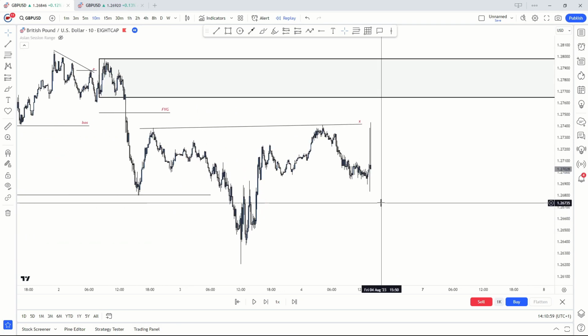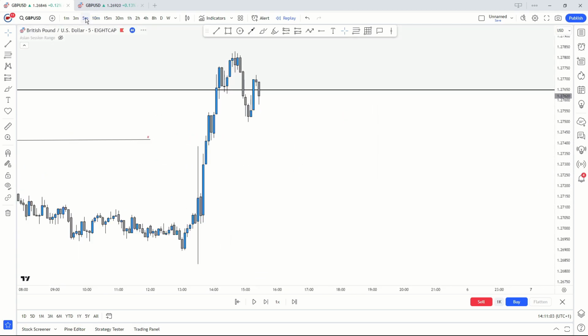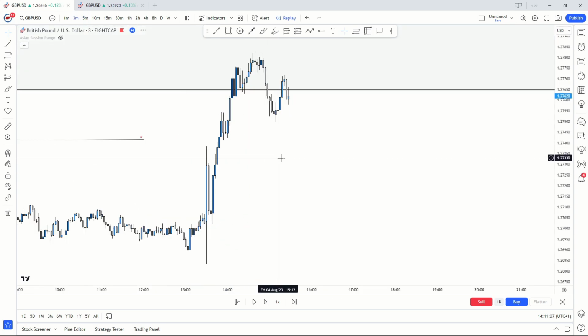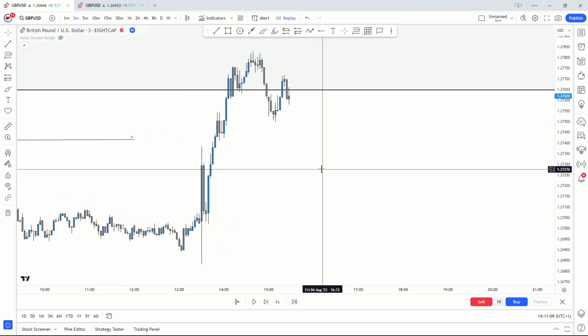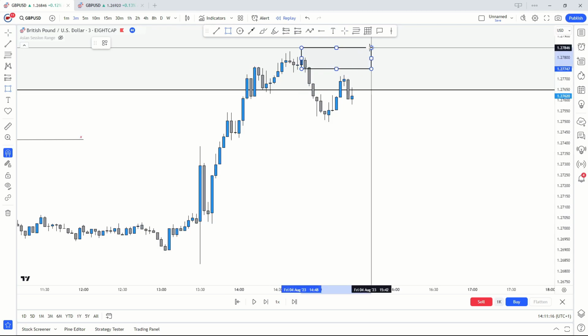So what we do is we wait for price to tap in, and I'll head over to the 5-minute time frame, and I'll wait to see what happens. So first things first, as you guys can see, we have tapped into the zone on the 3-minute time frame. I can clearly see that we have this supply zone here.